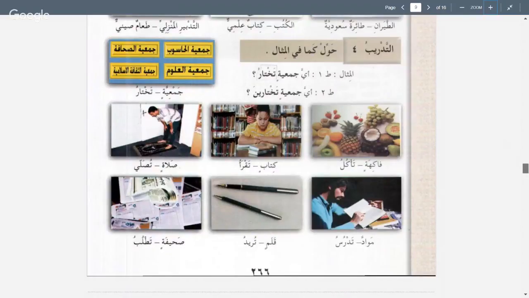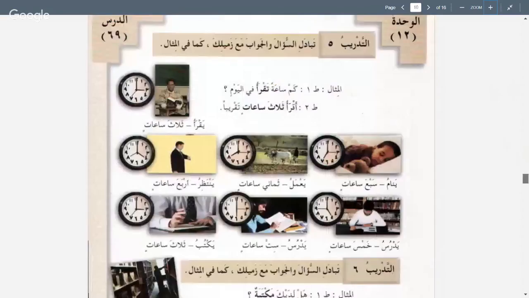For the benefit of all those that didn't show up today. Okay, next we have Ayya jami'a takhtaru, which club or society do you choose? Or ayya jami'a takhtarina, for a female, if you're talking to a female. So they're giving us something that you're going to choose. Ayya fakiha takhtaru or ayya fakiha takhtarina, which fruit do you choose? I'm not sure what they want us to do here. I'm going to skip that one.